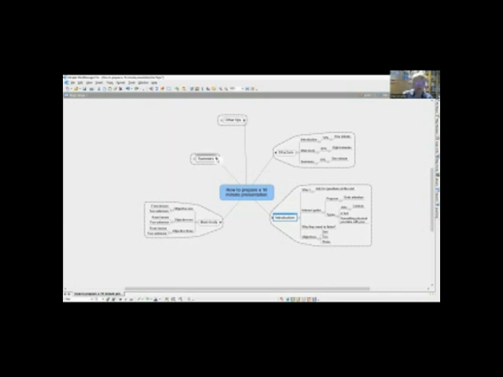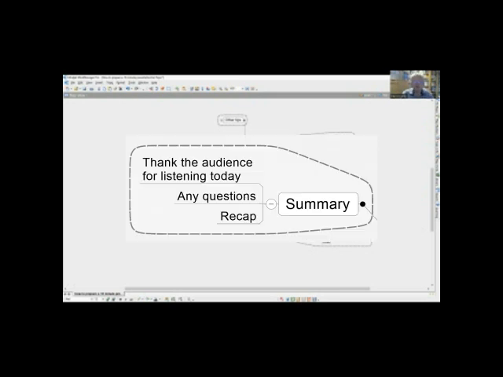Having done that, we move to the last part of the talk, which is the summary. As you can see, the summary is made up of 3 parts: a recap, a chance to answer any questions, and then a thank you for listening today. So let's go through those in turn.